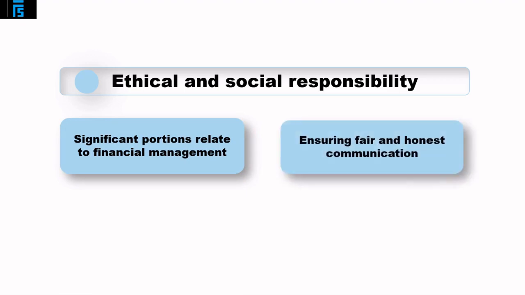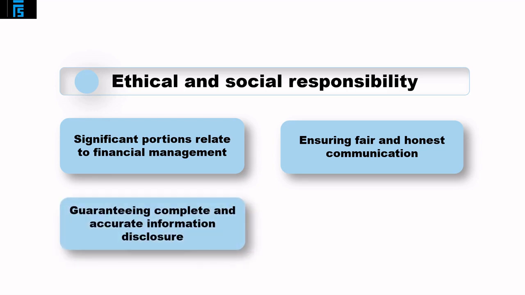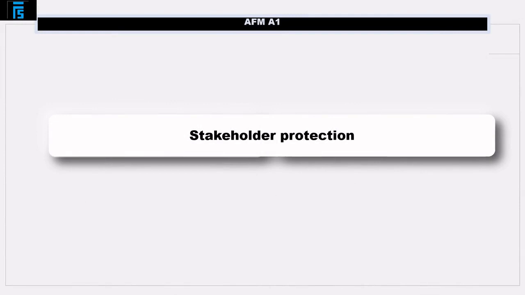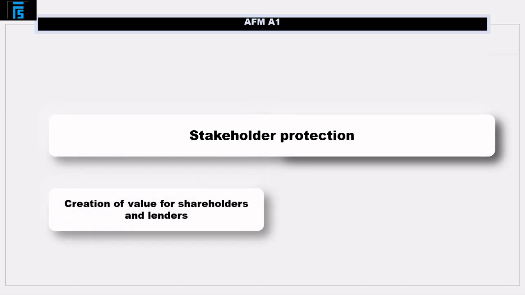Examples of such norms are ensuring fair and honest communication within the company and with its stakeholders and shareholders, guaranteeing that complete and accurate information is disclosed to the markets, as well as compliance with finance-specific laws and regulations. Other roles of the financial manager relate to other areas covered by the policy framework, such as stakeholder protection, where it is the financial manager who is responsible for creation of value for shareholders and lenders.